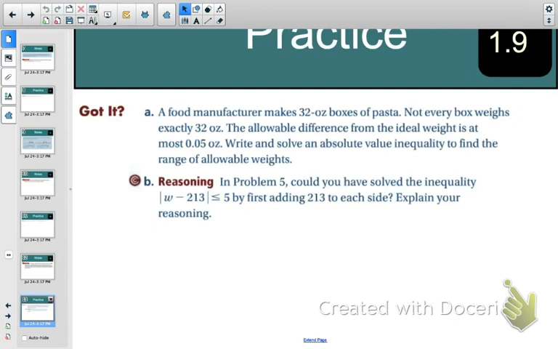Okay, I'm going to let you try this one. I'm talking about boxes of pasta now. See if you can set up the inequality, the absolute value inequality, and solve it. And I will do it as well, and we'll talk about it. So you can go ahead and pause this in 3, 2, 1, pause.